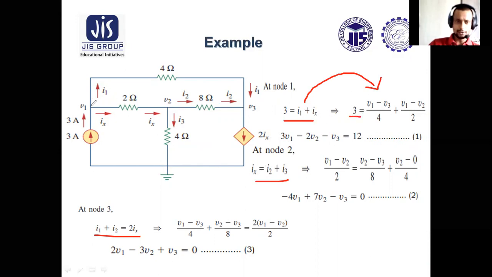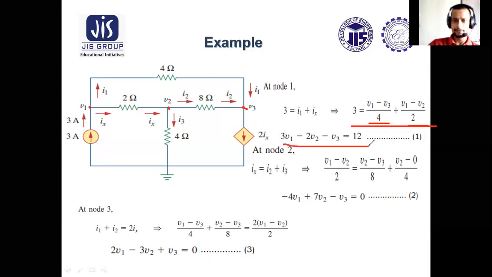So converting this in terms of node voltages, 3 equals I1 plus IX. I1 is flowing between V1 and V3, through 4 ohm from V1 to V3, so I1 is V1 minus V3 divided by 4. Similarly, IX will be V1 minus V2 by 2. By solving this, you will get this equation. Give it equation number 1.